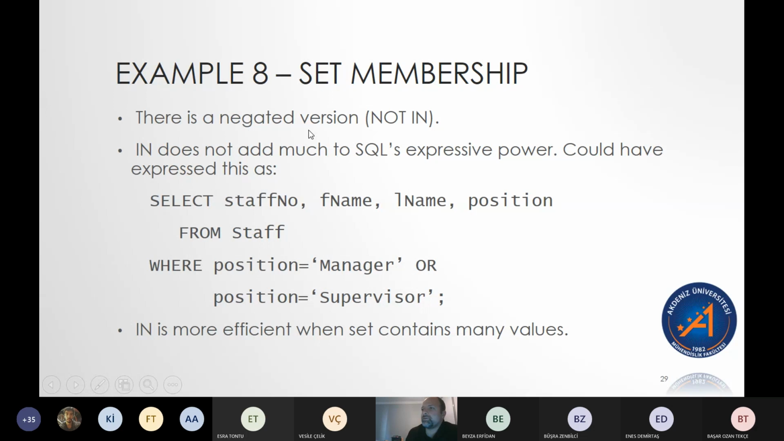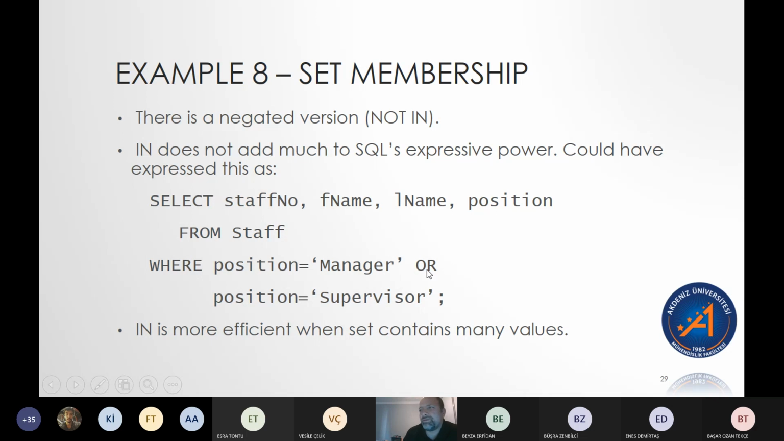Same here, there's a negated version. You could say not in. You could say I want everything that's not in this set. So you would get everything that's not one of those two. In the same way that you can rewrite it in a different way, where position equals manager or position equals supervisor.